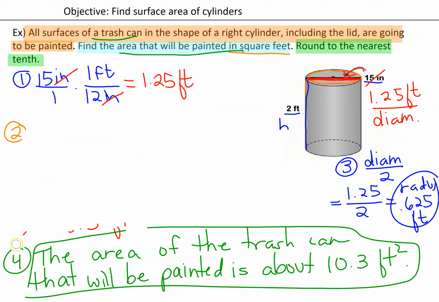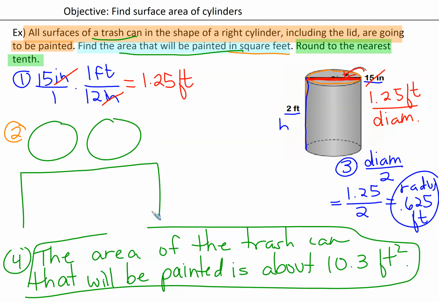So one of the things we have to remember is what the net is of a cylinder. So like I said, cylinders have two circles. So we've got two circles and then one rectangle for the side. And we have to remember how to calculate the area of each of those in this situation. Circles, you just have to remember the area of a circle, pi r squared.